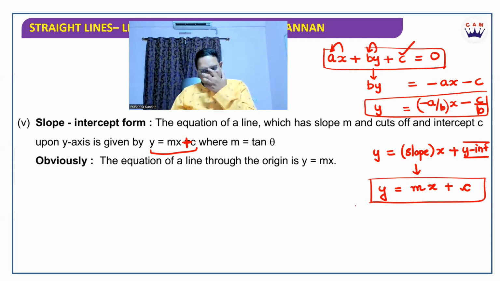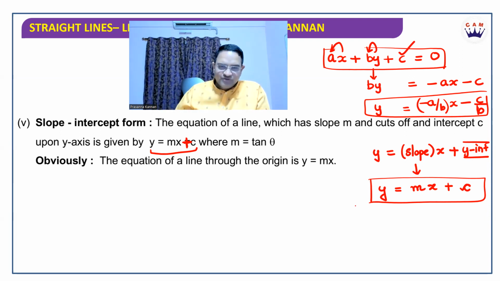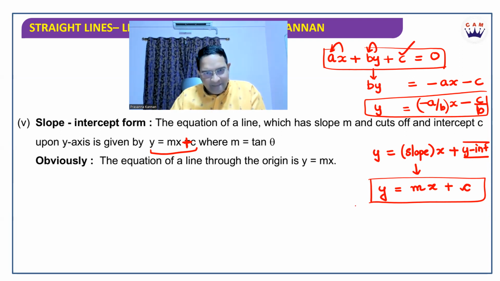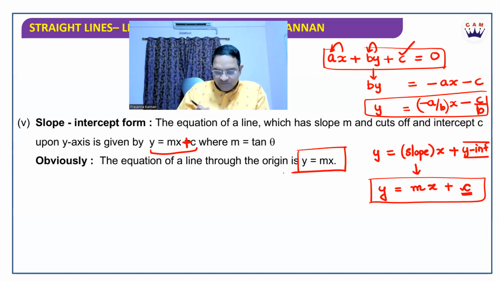So I hope you are able to understand why when you write y is equal to mx plus c, m represents slope and c represents y-intercept, correct? So now if this line passes through origin, what will happen? When you put x equal to 0, y will also be 0 because it passes through origin. So then c will be 0. So a line passing through origin will be given by y is equal to mx, where m is the slope and that m is nothing but tan theta.